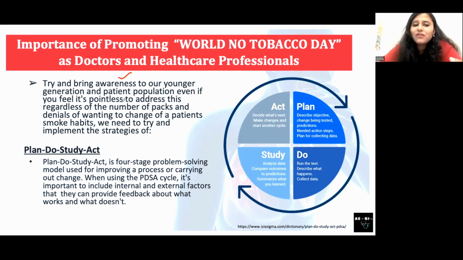You know, we sometimes feel like, okay, we keep telling them, there's no point, they're not changing their behaviors, but we cannot give up. We need to try and make a change and implement the strategy. One effective way of implementing the strategy is Plan, Do, Study, Act. So we want to talk to the patients or the person who's using tobacco and describe objectives and ask them, okay, are there any steps that we can take with them to help them and make a plan approach towards deciding to quit smoking or reduce the number of cigarettes.